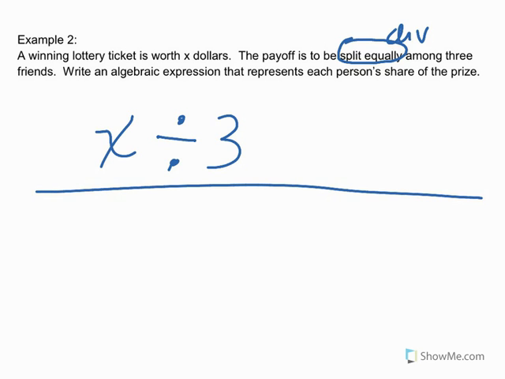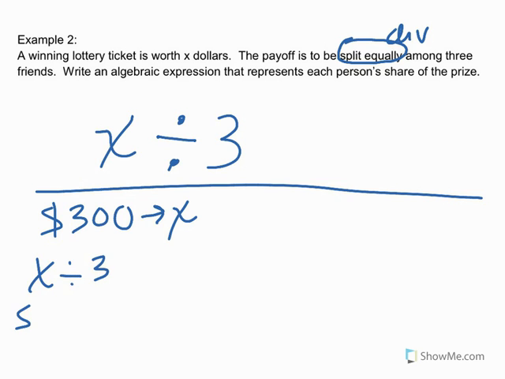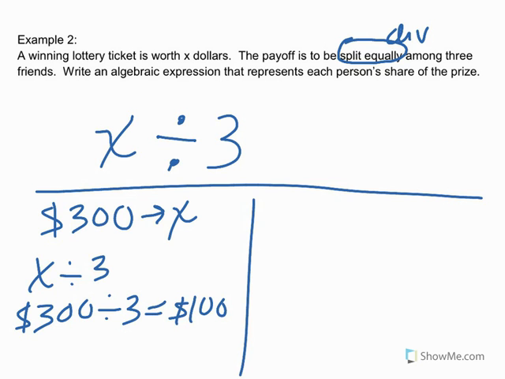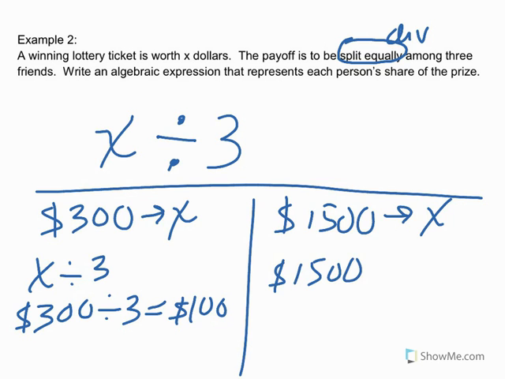Here are some ways to check that. If the lottery ticket is worth $300, that is the value of X. So when we take X divided by 3, that should be $300 divided by 3, which means that each person receives $100. That makes sense. Suppose instead that $1,500 was the value of X. That was the lottery ticket. Well, when we take $1,500 divided by 3, we get that each person receives $500. And again, that should be making some sense here.